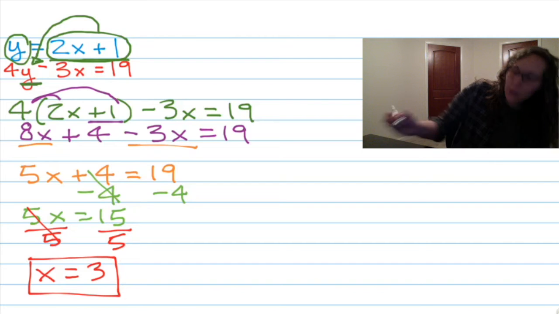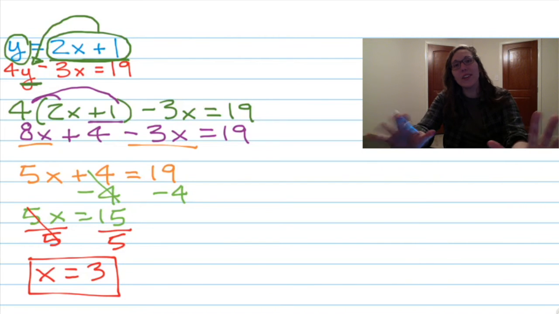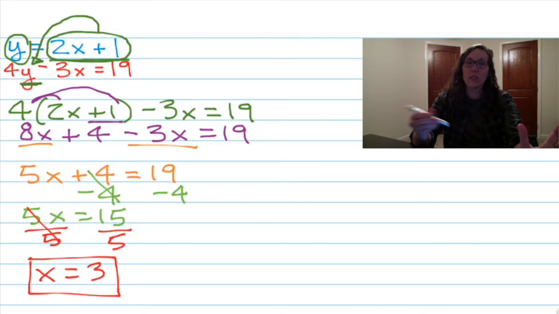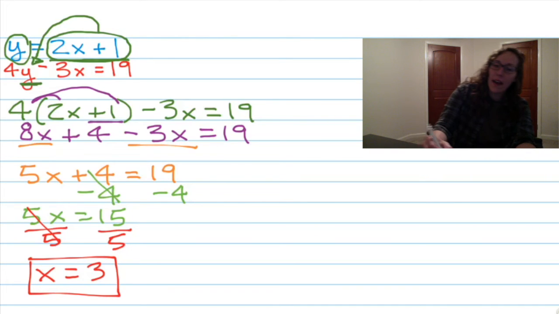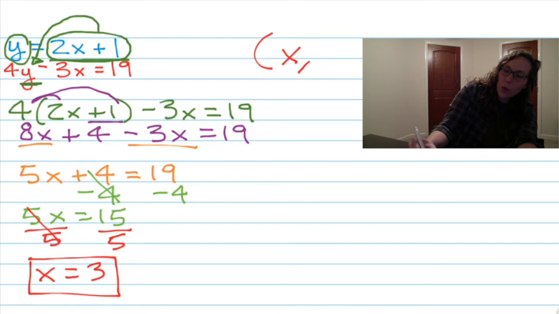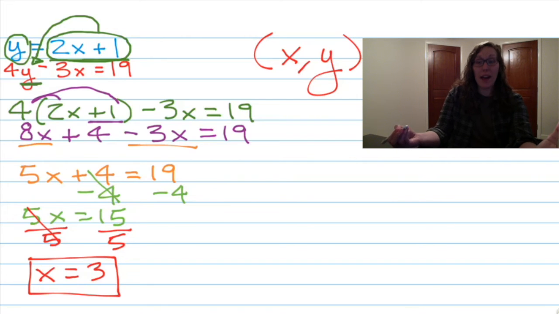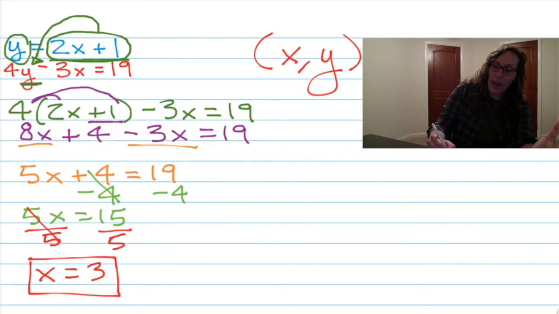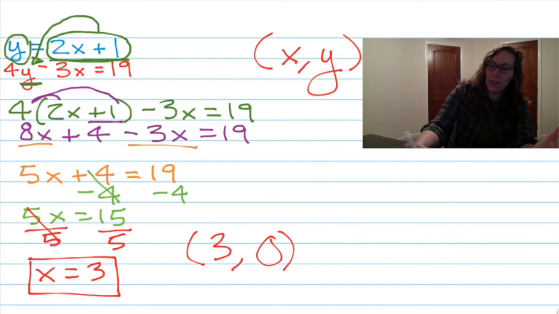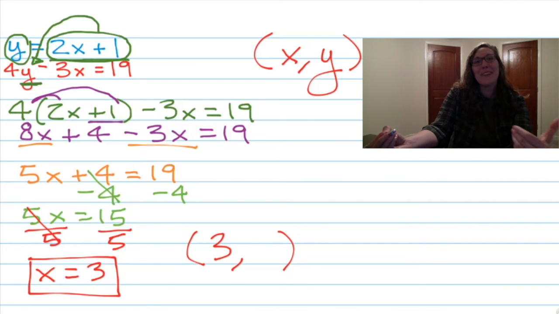Now here's the thing though. Every single answer to a system of equations is not just one number. Every single answer to a system of equations is an ordered pair, x comma y. So right now we have half of our answer. We have 3, which is our x value, but we still need to find our y value.